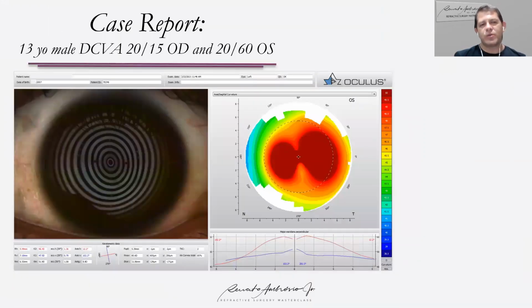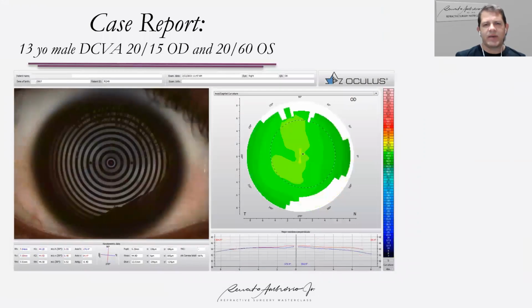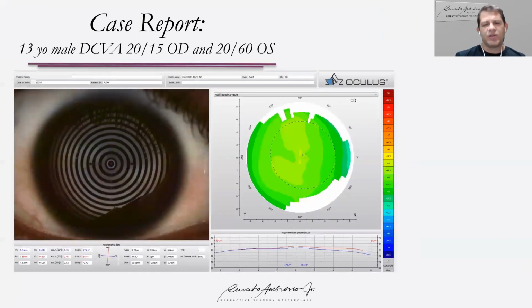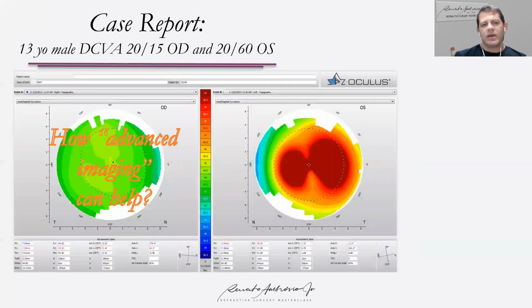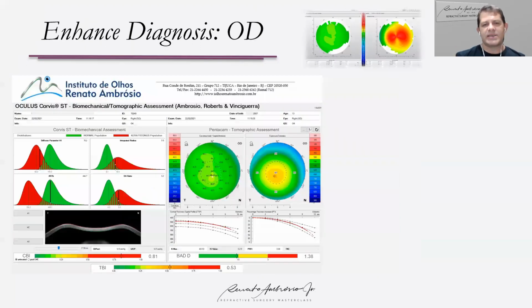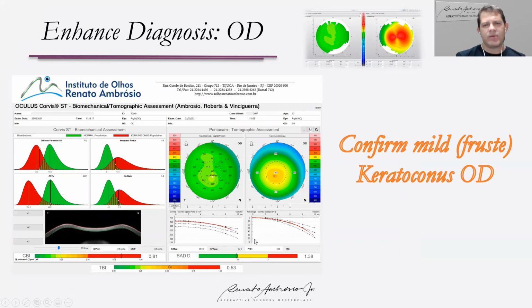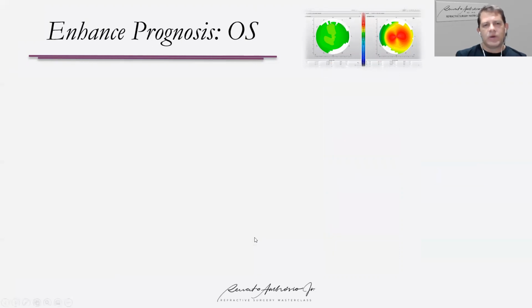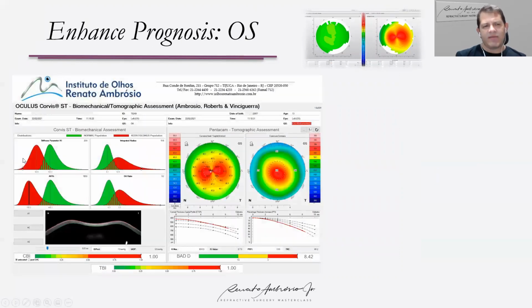The 13-year-old patient comes with asymmetric ectasia. The left eye has 20/60, the right eye has 20/15. This is corrected vision. If you change the scale, it is a very, very normal topography. How can you use exams to help? Exams can help you see biomechanical susceptibility of Fru's disease in the right eye with 20/15. Also, you can use the data for the left eye for prognosis.